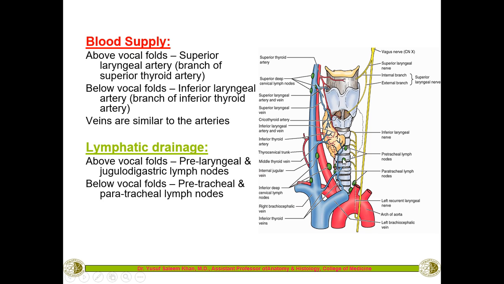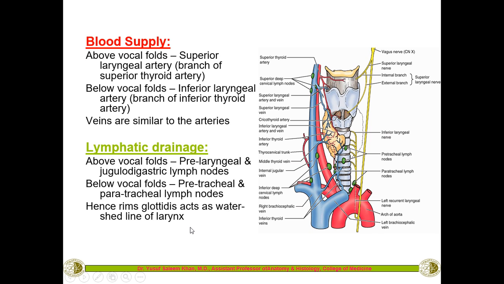If you can see here in this picture, some have been shown. The pretracheal and the paratracheal group of lymph nodes will be there on either side of the trachea, and this area will be draining into them. So in between these two, there is an area where the lymphatic drainage doesn't cross, so it forms a watershed line of the larynx. Hence, the rima glottidis acts as the watershed line of the larynx.